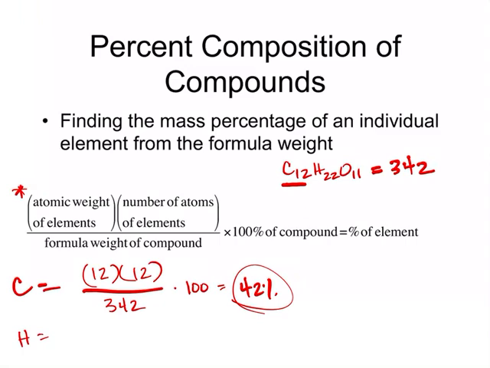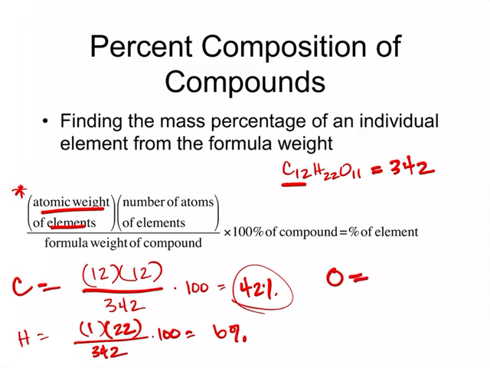There's the atomic weight of the element hydrogen. What is the atomic weight of hydrogen? If you look on the periodic table, it's basically 1. And that's the bottom number, by the way, not the top number. If you look at the bottom number, it's like 1.0079, so it's basically 1. And then how many are there? There's 22. You divide that by 342, multiply by 100. So let me try this again. It's about 6%.